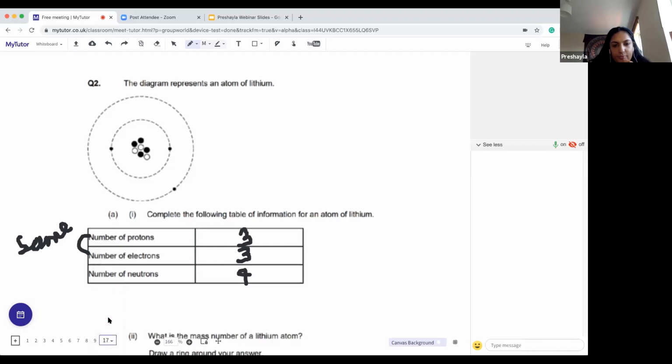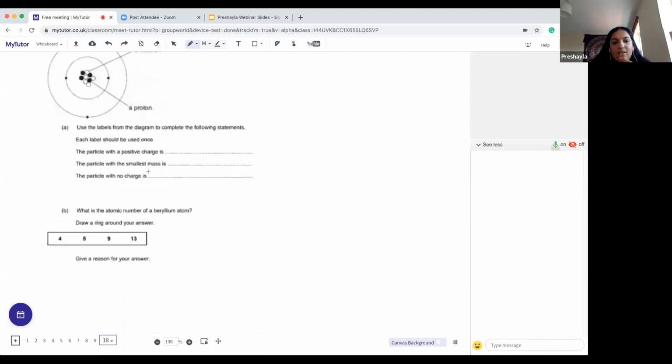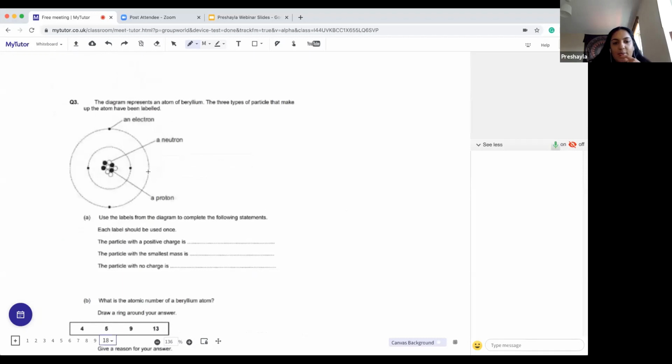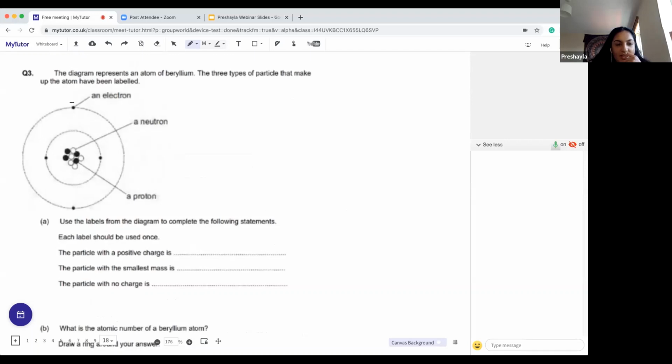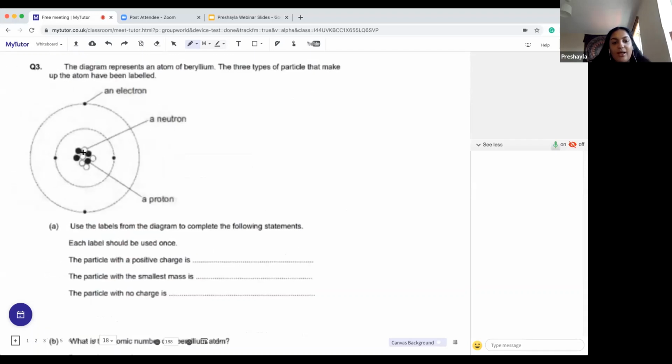Okay, so here's another one, beryllium. And the three types of particle that make up the atom have been labelled this time. So you've been told that on the shell, they are electrons, the white dots are neutrons, and black dots are protons this time. Use the labels from the diagram to complete the following statements. The particle with a positive charge is what? The particle with the smallest mass is what? And the particle with no charge is what? What fills in those gaps? Using either electron, neutron, or proton.